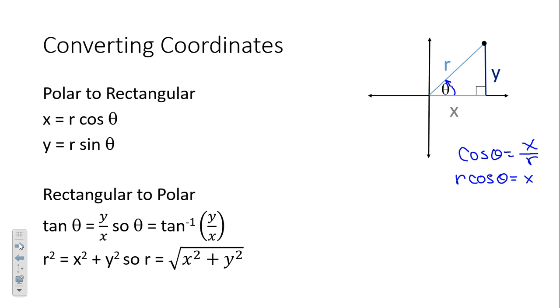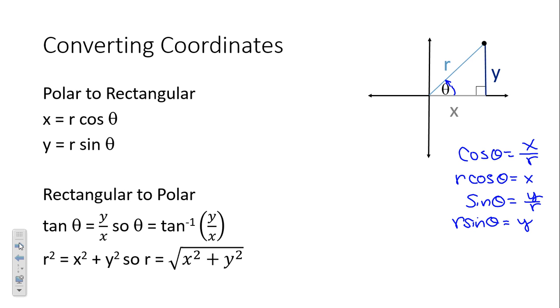And because y is the opposite, we would use the sine. The sine of theta is the y over r, opposite over hypotenuse. And we're trying to get the y by itself, so we would take r times the sine of theta to get our y back.